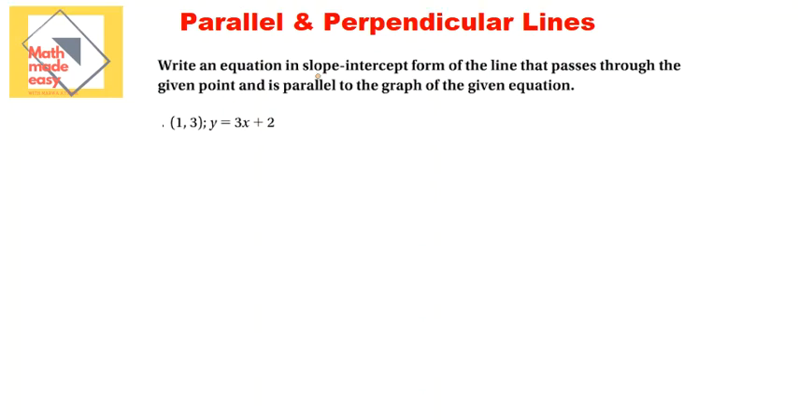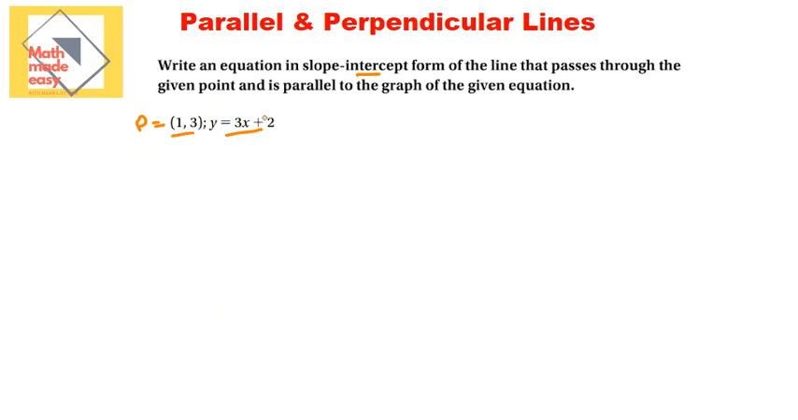It says here, write an equation in slope-intercept form. So your outcome should be in slope-intercept form of a line that passes through the given point. This is the given point, so this is the point I have, and is parallel to the graph of the given equation. So this is the line. This is a line drawn somewhere, and I want to find an equation of another line, not this one, but another one that is parallel to it and passes through this point.